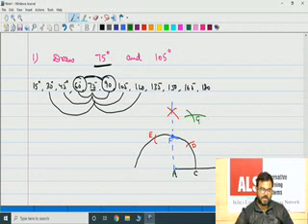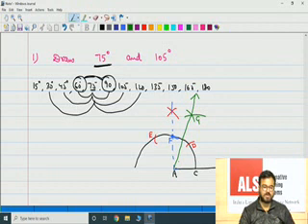Now draw a line from A to G. This line will be your angle of 75 degree. All of you are getting it?